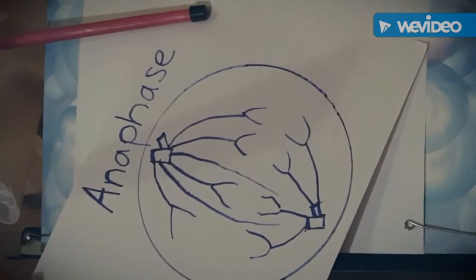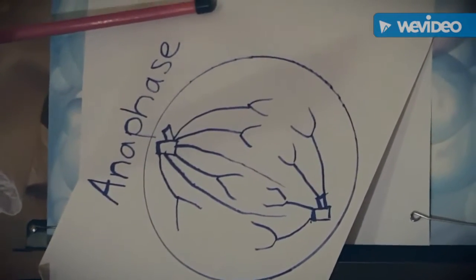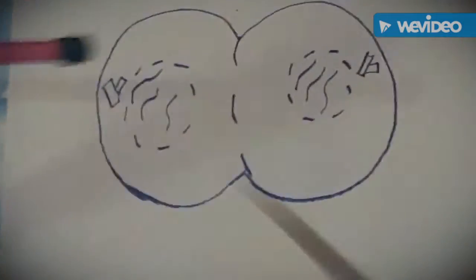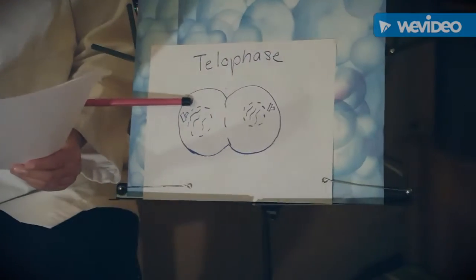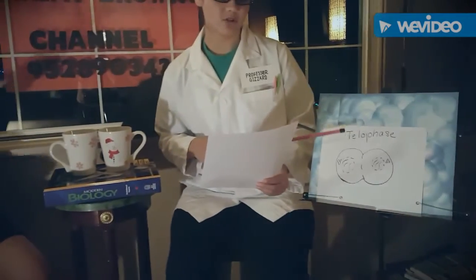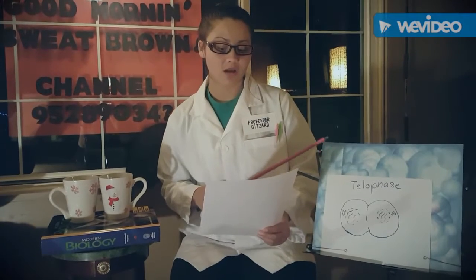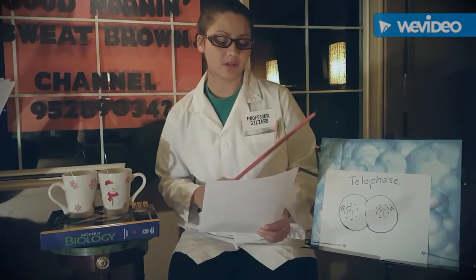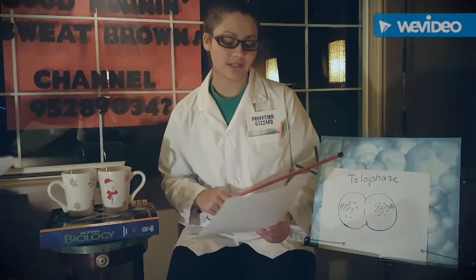in which the chromatids separate at their centromere and move to opposite poles. The fourth and final phase is called telophase. After the spindle fibers are disassembled, the chromosomes become less coiled and the nuclear envelope forms in each new cell.